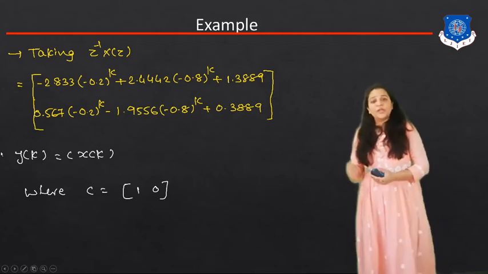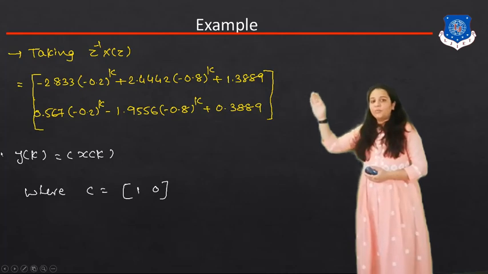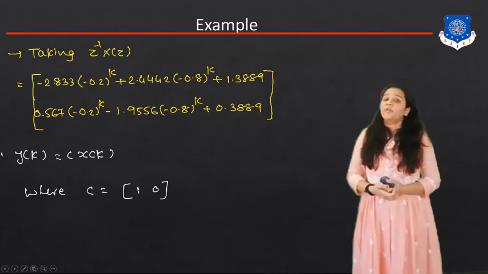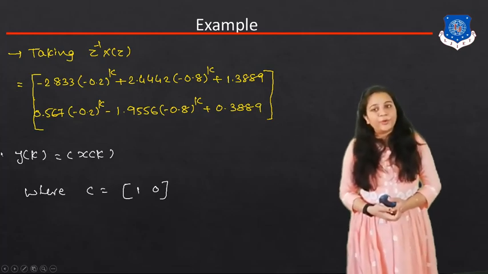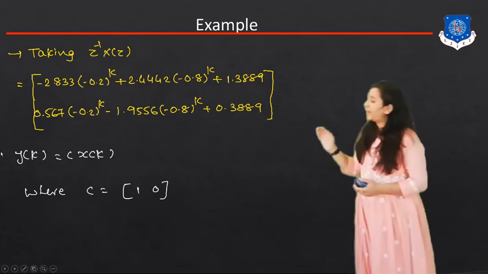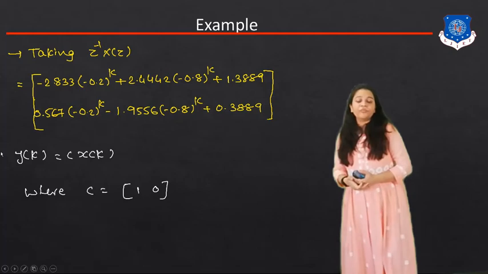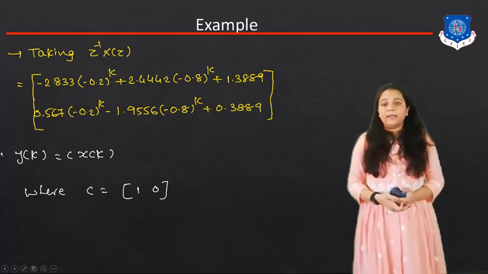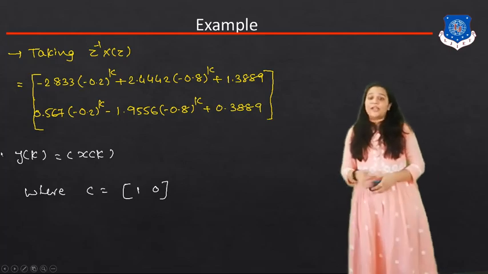Okay, 1 raised to k, so we do not write the value of 1 raised to k. Then the second factor is 0.567 minus 0.2 raised to k, minus 1.9556 minus 0.8 raised to k, plus 0.3889. Now what is y of k?